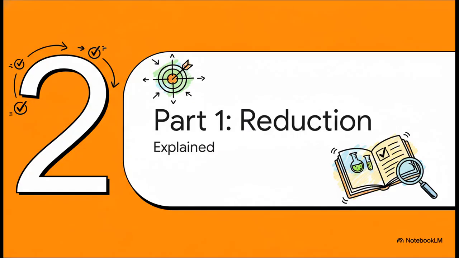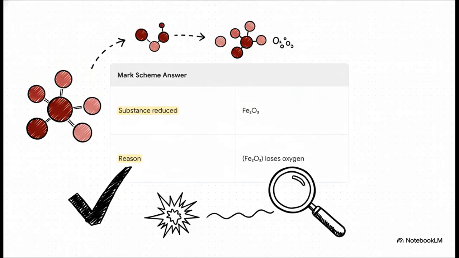So, how do you make sure you lock in both of those marks? It all comes down to being precise. Let's look at the answer word for word from the mark scheme. And there it is, simple as that. You get 1 mark for just identifying the iron 3 oxide, Fe2O3. The second mark, which depends on you getting the first one right, is for stating that it loses oxygen.